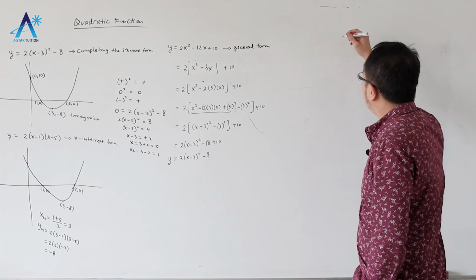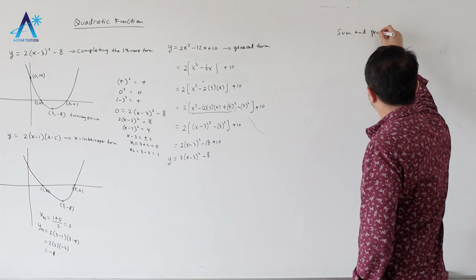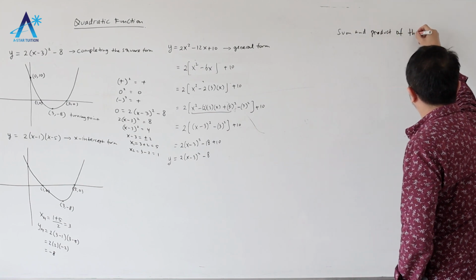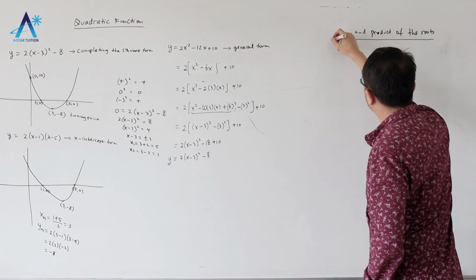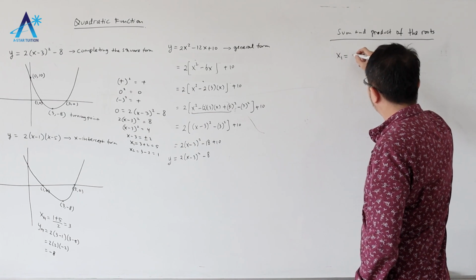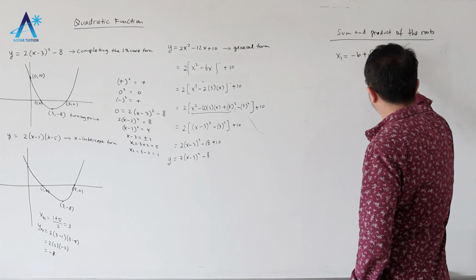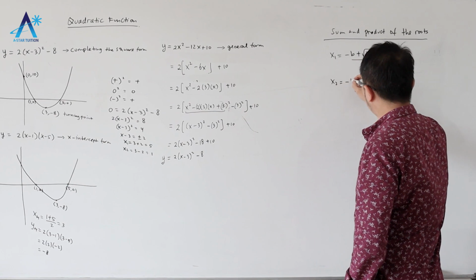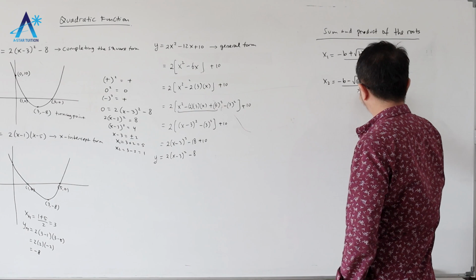Next, we'll also find the sum and the product of the roots of the quadratic function. Recall that x1 is equal to negative b plus the square root of b squared minus 4ac, over 2a, while x2 is negative b minus the square root of b squared minus 4ac, over 2a.